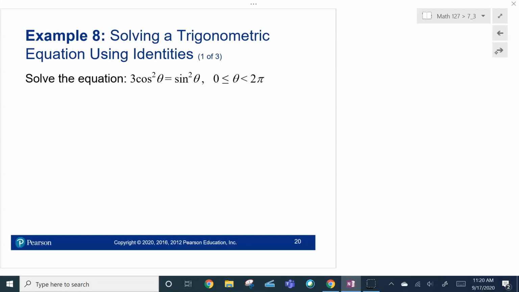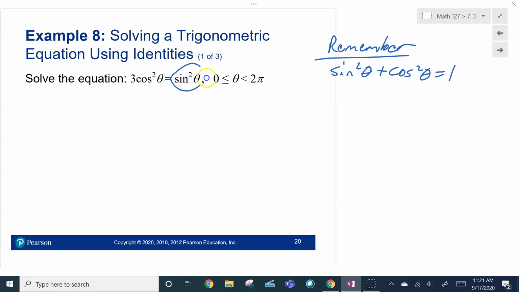We're going to make a substitution, remembering our money formula, I call it, the Pythagorean identity, that sine squared plus cosine squared equals 1. And the reason that's useful is because then I can get it all in terms of cosine squared, so I'm going to replace sine squared. So I'm going to solve for sine squared and then make the replacement.